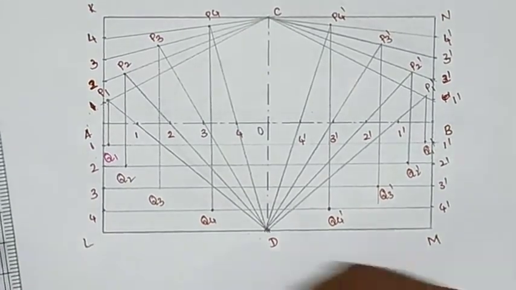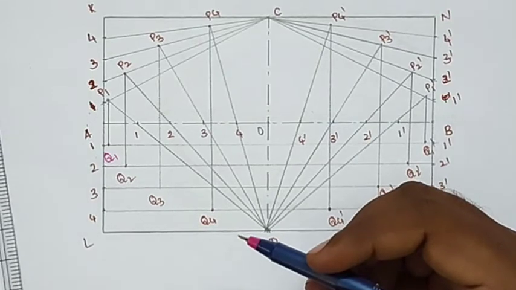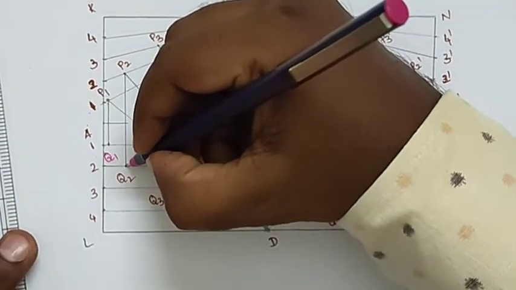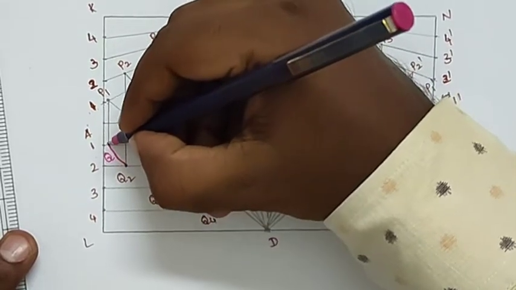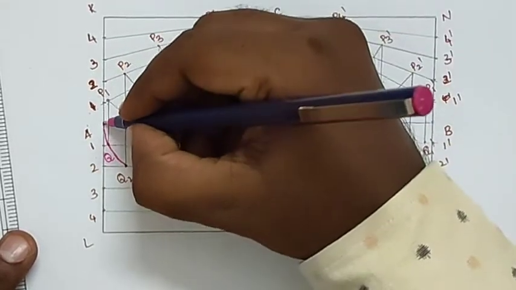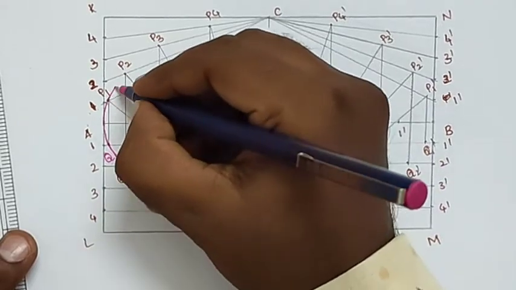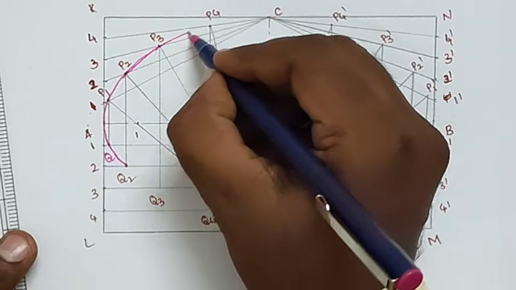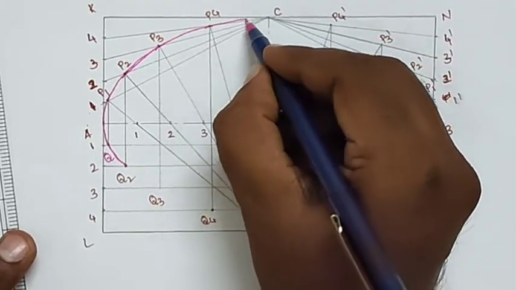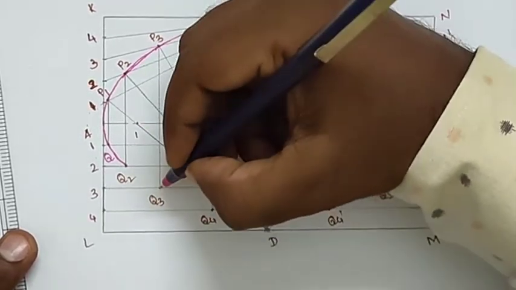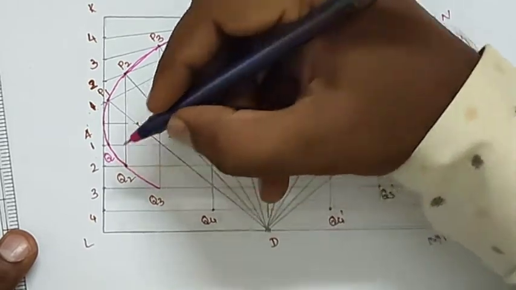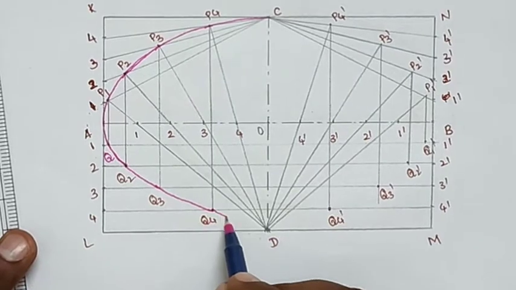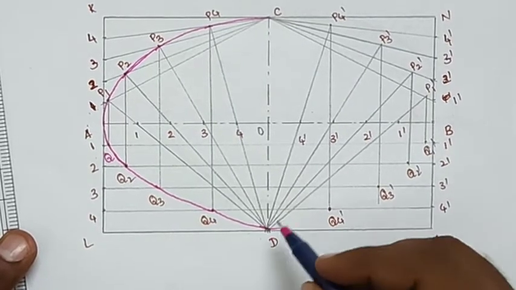Now you will join all the points through ABCD. You can draw a neat curve by joining all the points through ABCD. Just draw a neat curve, and you will obtain an ellipse. So this is the rectangle method.